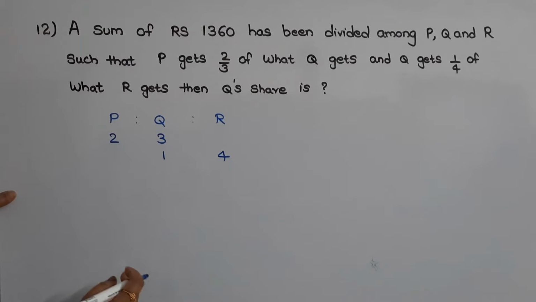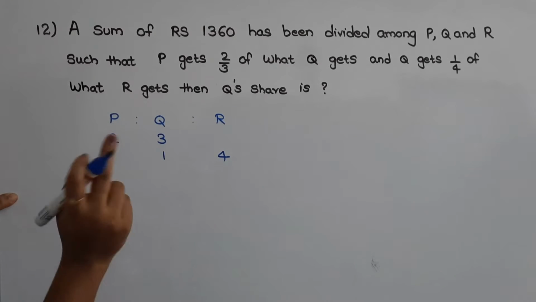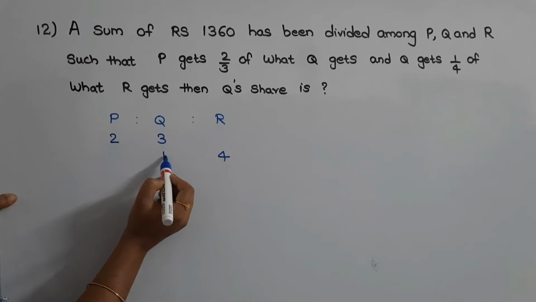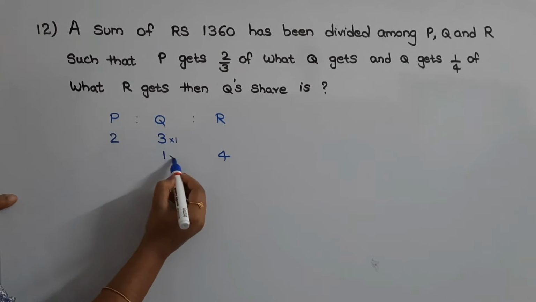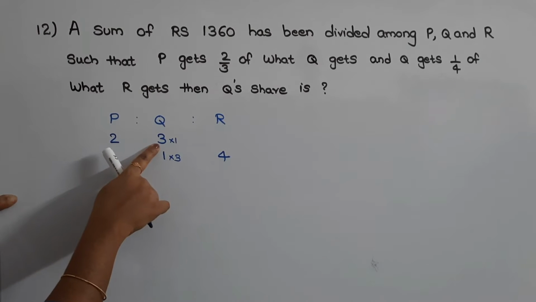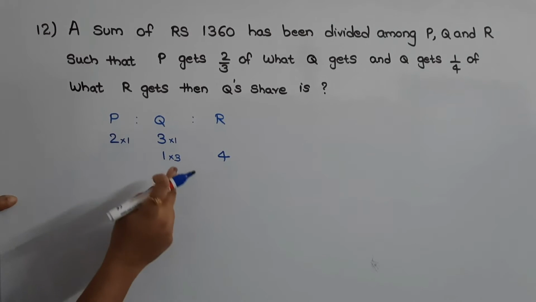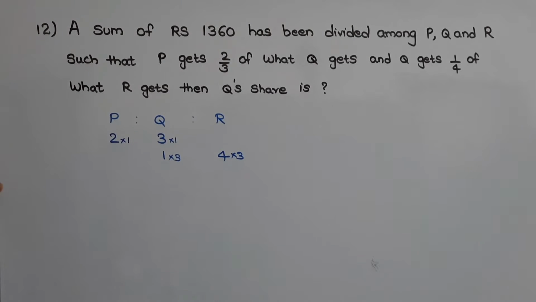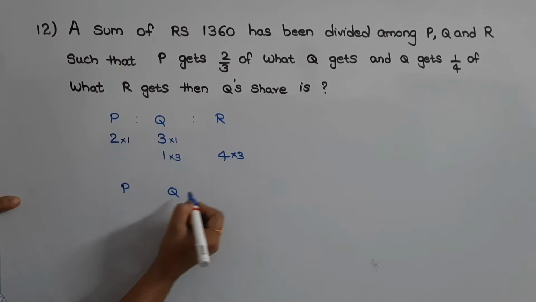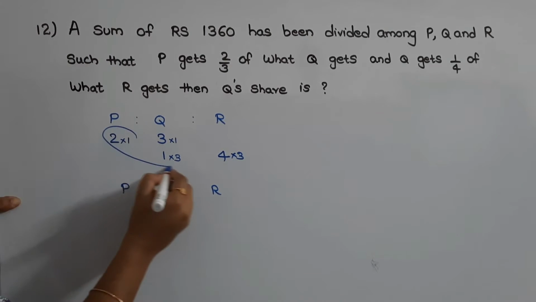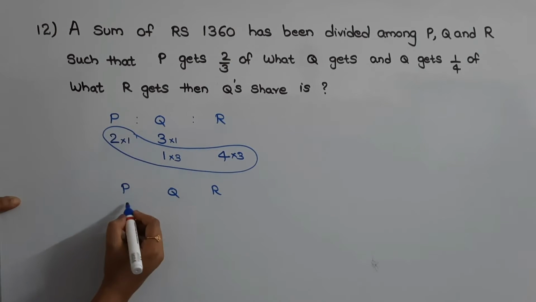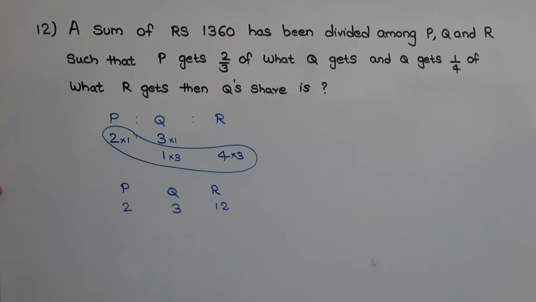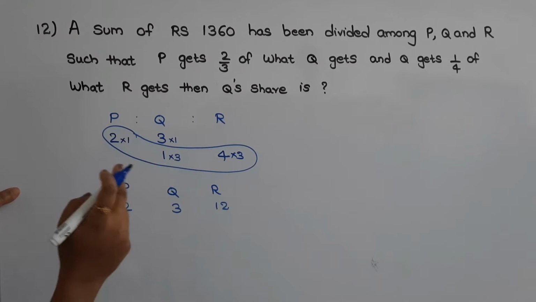In order to find out the ratio of P, Q and R, the first step is to make the middle values same. So for that, we need to multiply this 3 by this 1 and this 1 by this 3. But when we are multiplying this 3 by 1, we need to multiply this 2 also by 1. And when we are multiplying this 1 by 3, we need to multiply this 4 also by 3. So now the ratio of P, Q and R will be 2:3:12. In the question they have given the sum of the shares of P, Q and R.